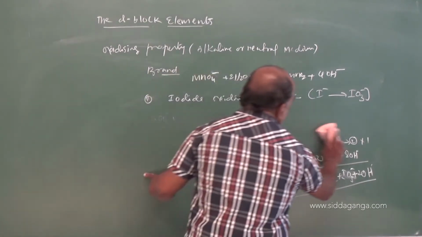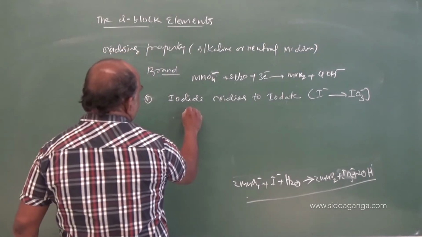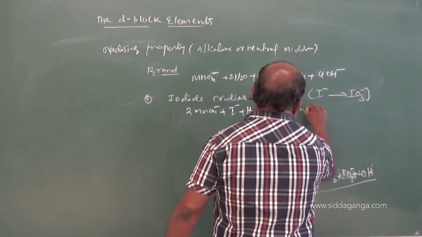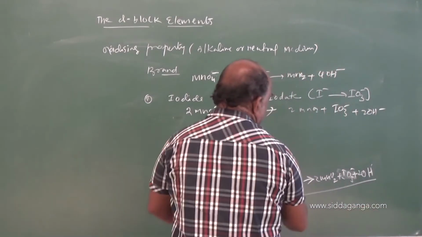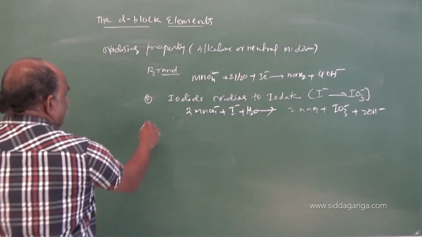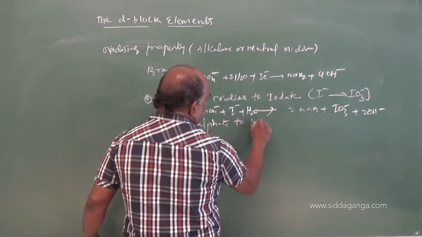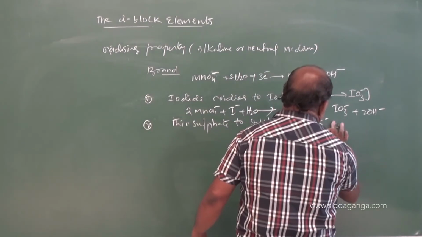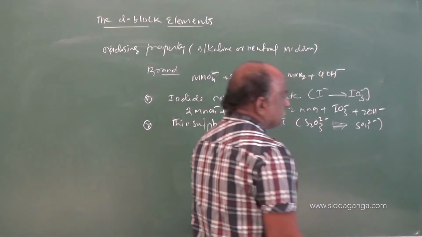thiosulfate and manganese salts. So, here number 1, iodides oxidized to iodate, the equation is 2MnO4 minus plus I minus plus H2O gives rise to 2MnO2 plus IO3 minus plus 2OH minus, and the next one is thiosulfate to sulfate. S2O3 2 minus to SO4 2 minus.